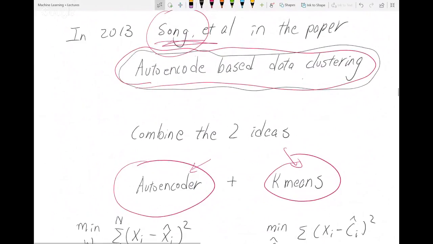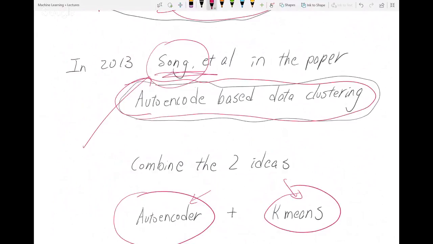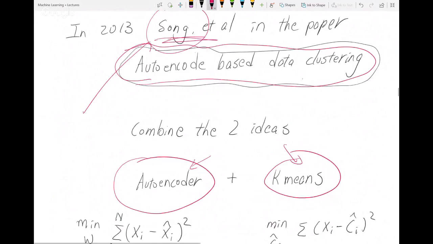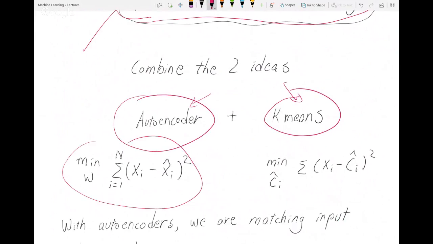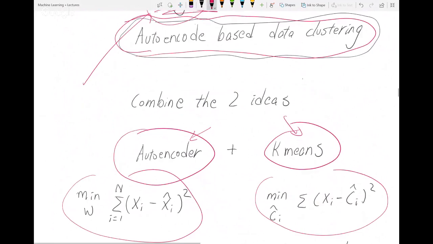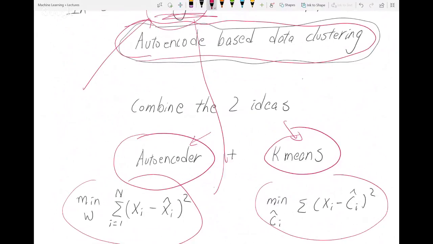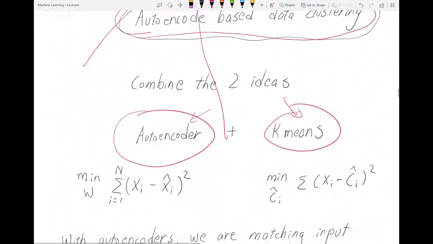What Song did is that he combined them into one single formula. So right now there are two separate formulas. Song et al., right here, essentially combined them into one formula. Why would it be different if you solve them separately versus solving them simultaneously?